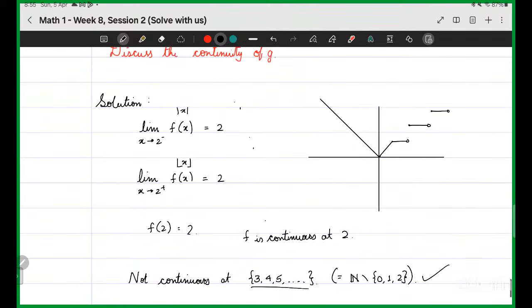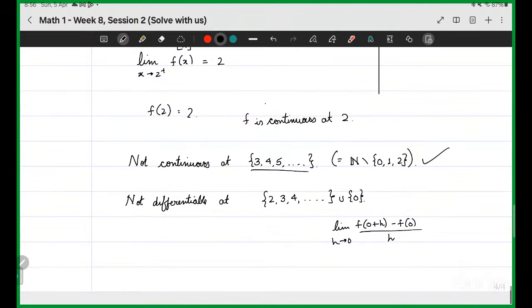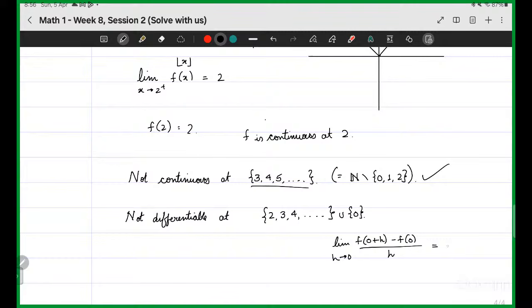Okay, sir. If you want the argument, look at f of 0 plus h minus f of 0, divided by h, as h goes to 0. f of 0 is 0, that is mod 0. So this becomes the limit as h goes to 0, and near 0 the definition of the function is mod x, so this becomes just mod h by h. But if I look at this limit from the left, I would get minus h by h, which is minus 1, and the right-handed limit would be plus h by h, which is plus 1. So the limit does not exist, so it's not differentiable.